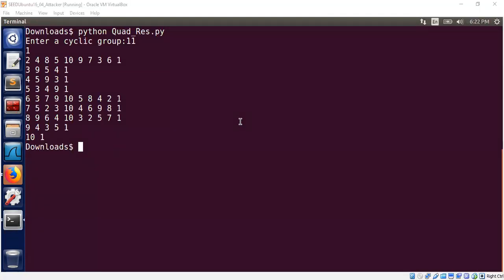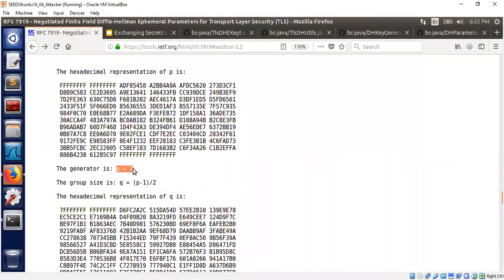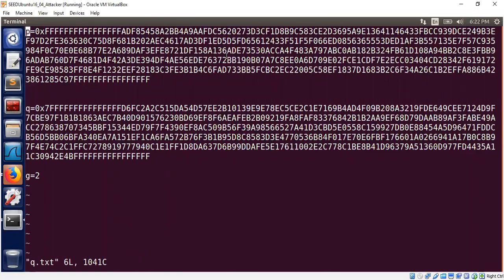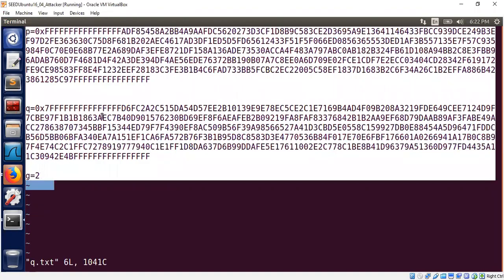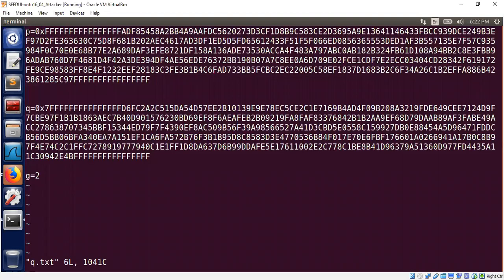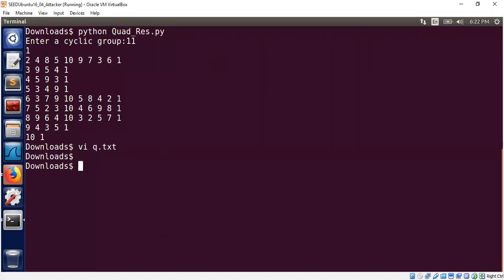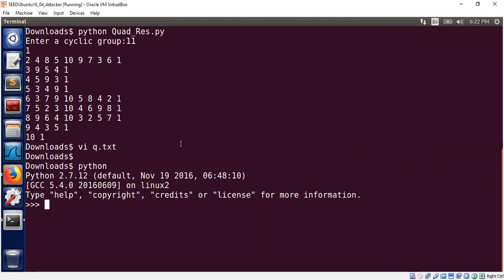Let's clear this, and now let's get into the main topic: what happens if my G is not 2, but something else. First of all, what is the purpose of having G equal to 2? We can quickly do a simple exercise. We have P, Q, and G. It's exactly the same as what you see from the RFC, and I'm going to copy this, put it into Python, and show you something important.